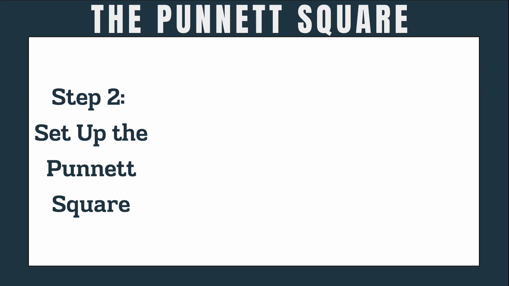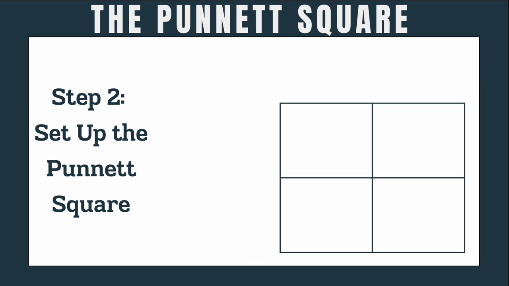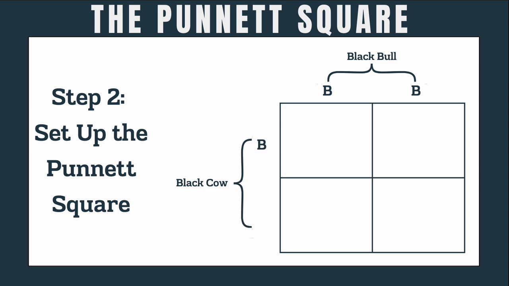So step 2, you're going to set up the Punnett square. You're going to draw a 2x2 grid, so there are 4 squares total. So something like this. And once you've got that, you're going to write the alleles from one parent along the top. So here's the black bull. We're going to write one allele to the left and one allele to the right. Then you're going to write the alleles from the other parent along the side, so one allele beside each row. And we're going to do our heterozygous alleles on this side and our homozygous dominant on this side.